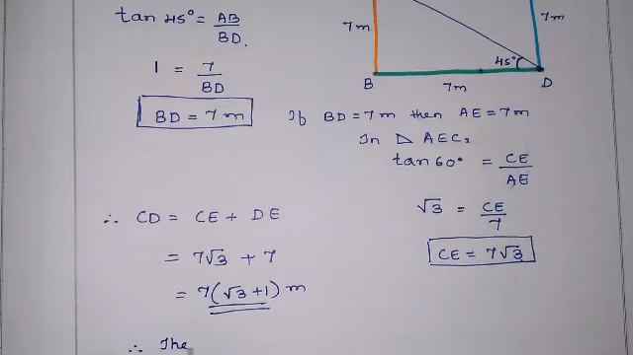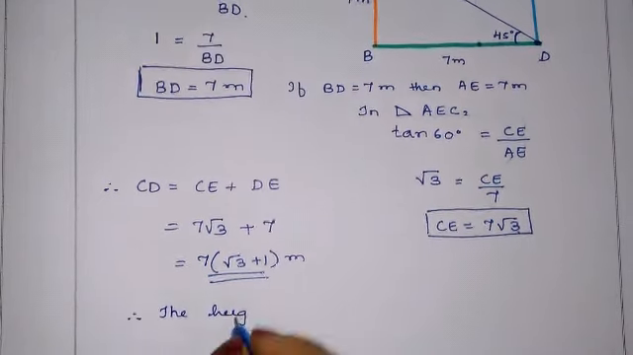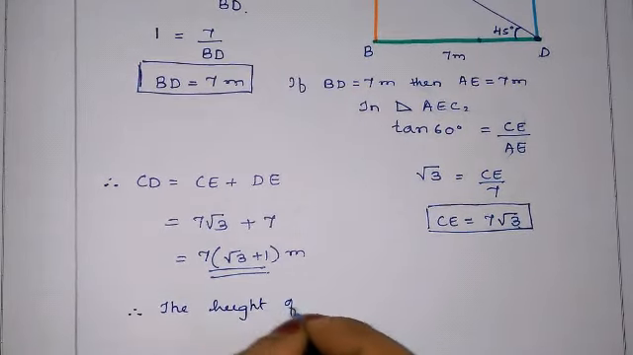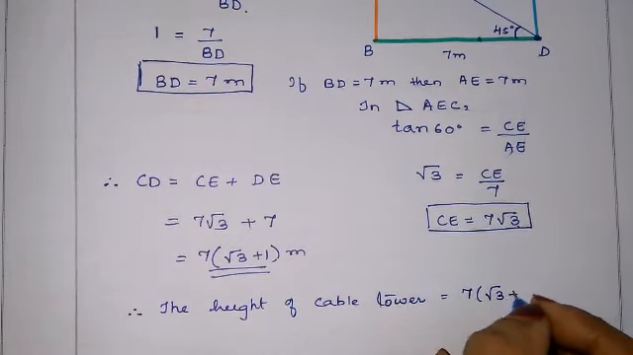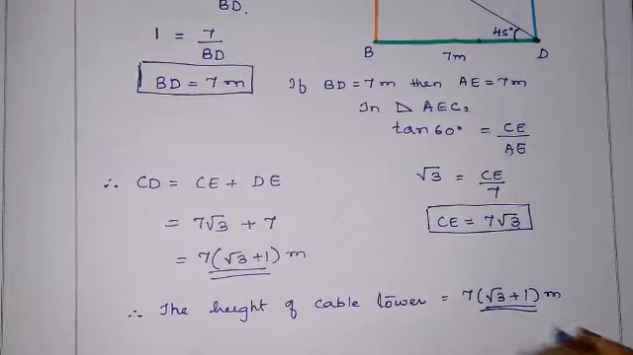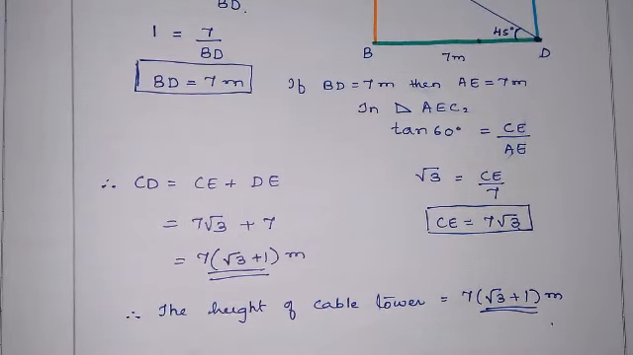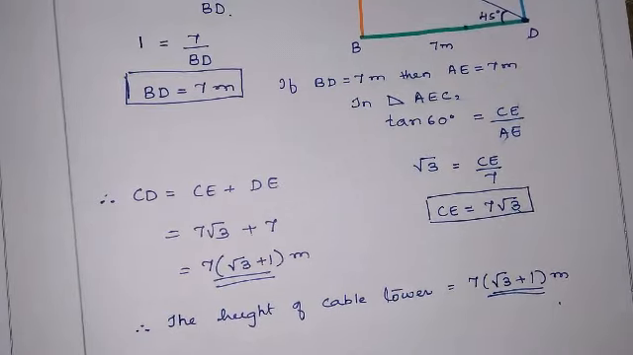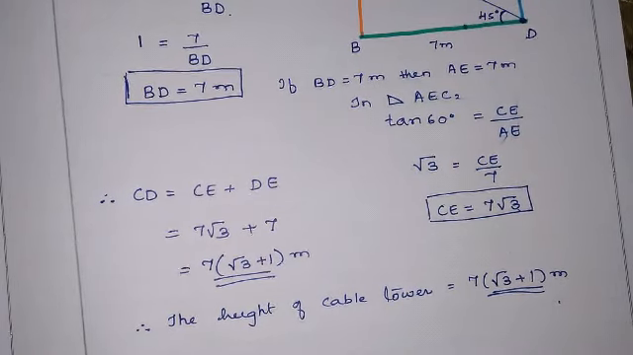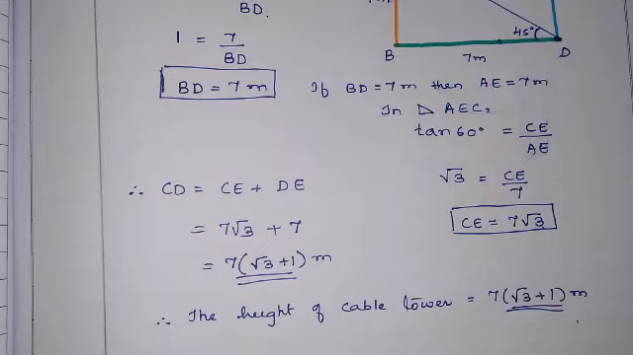Therefore, the height of the cable tower is 7 root 3 plus 1 meter. This is the answer. So the 12th one answer we got is 7 root 3 plus 1. Let us take now, let us see question number 13.